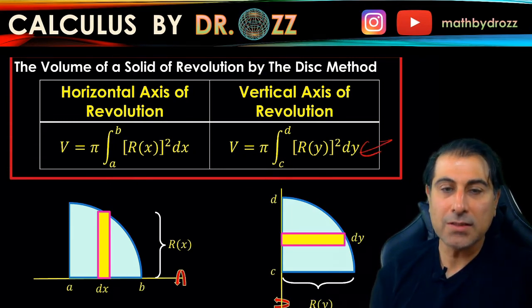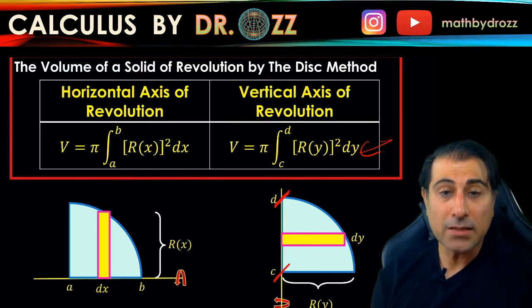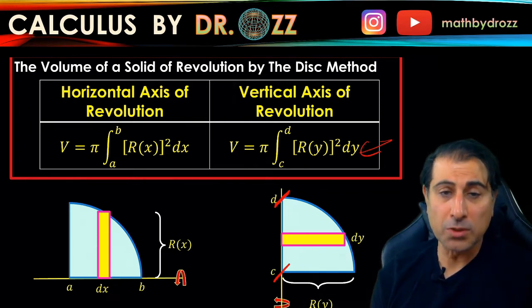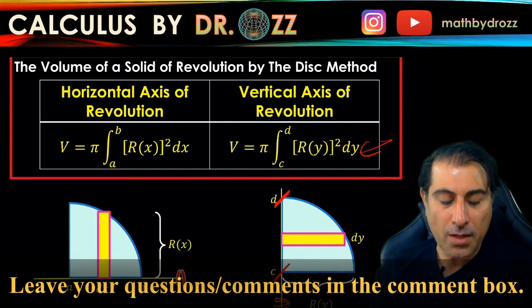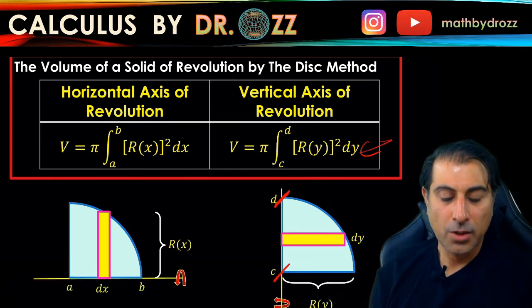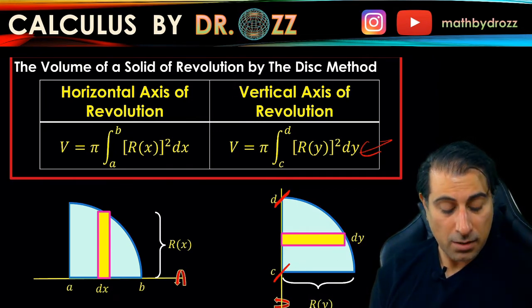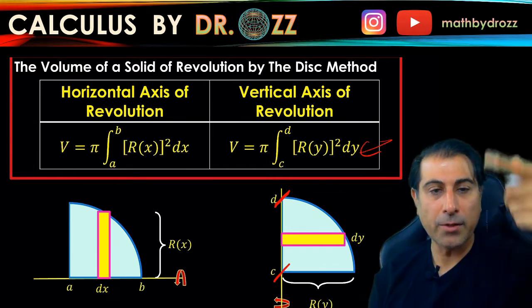So it's essentially the same formula, but then the limits would be c and d, which are the limit values on the y-axis that define that blue region. And the formula goes like pi times the integral from c to d of r of y squared, because r is a function of y, times dy. So again, depending on the context, depending on how the functions are provided to us, we can also use this type of formula to come up with the volume of the region revolved around a vertical axis, not a horizontal axis.